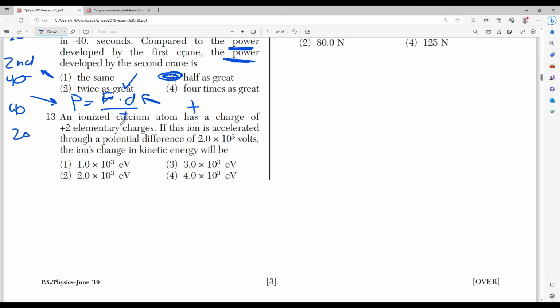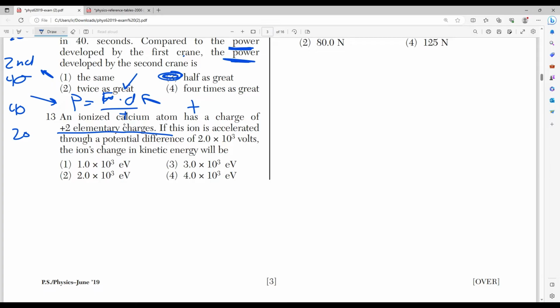That's all. Number 13 says an ionized calcium atom has a charge of +2 elementary charges. If this ion is accelerated through a potential difference of 2.0 times 10 to the power of 3 volts, the ion's change in kinetic energy will be what, right? So here, first of all, this is pretty confusing, right? The way that they worded it is confusing.